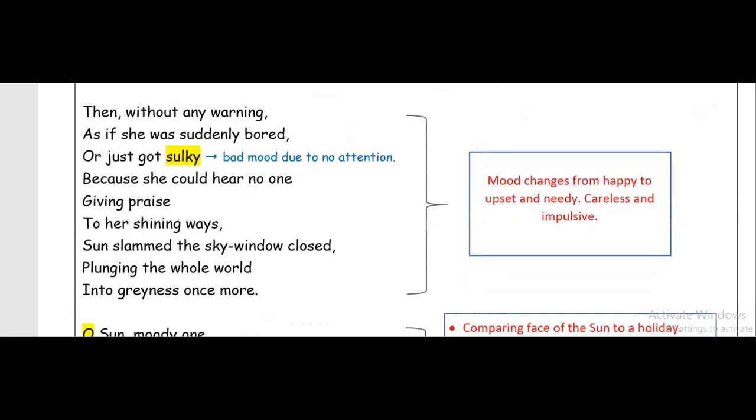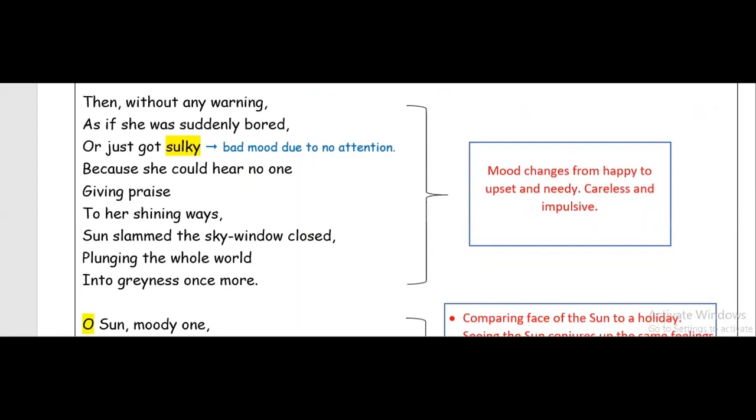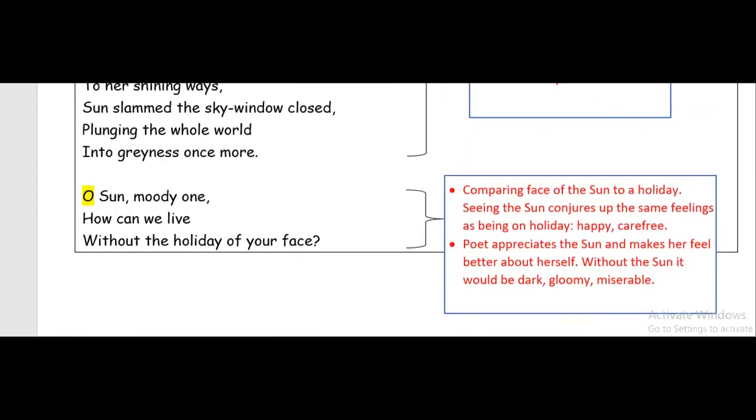Then, without any warning, as if she was suddenly bored or just sulky, because she could hear no one giving praise to her shiny ways, Sun slammed the sky window closed, plunging the world into grayness once more. Sun, oh sun, moody one, how can we live without the holiday of your face?